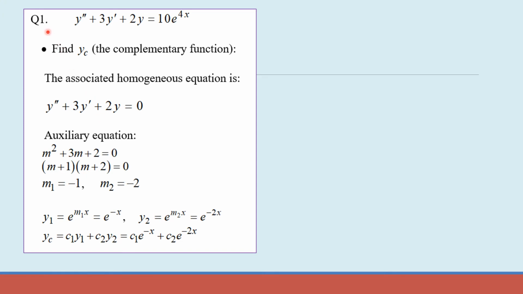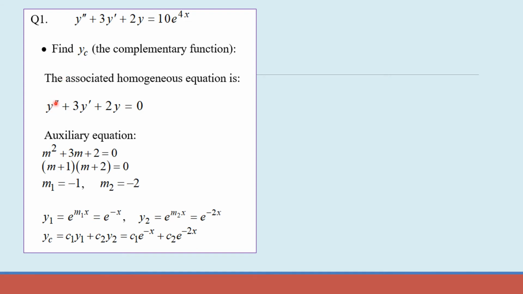Question number 1, let's say you have a differential equation of second order and it is non-homogeneous. y double prime plus 3y prime plus 2y equals 10e to the power of 4x. We shall start by finding the yc, the complementary function. How to find the yc?